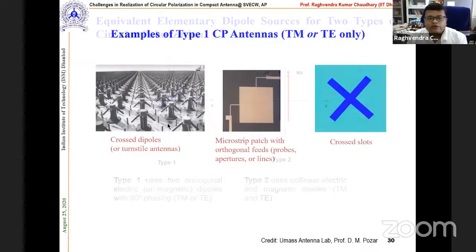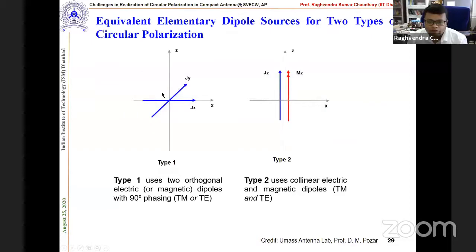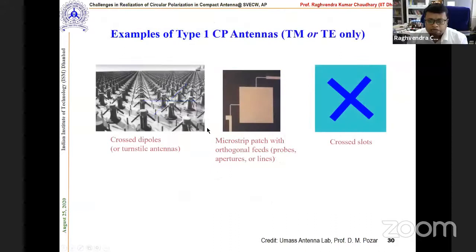Now if I say the first example of the first kind of phenomena here, these are some of the examples, correct, where only the TE or TM mode is used, correct? So here, very well known, is the cross slot. Then after that, we have the microstrip patch, correct, with two feeding structures. Then the cross dipole like this, correct. So these antennas are using either TM or TE, correct. Means both the modes are not going to be used. Otherwise, you need to think of some other techniques actually.